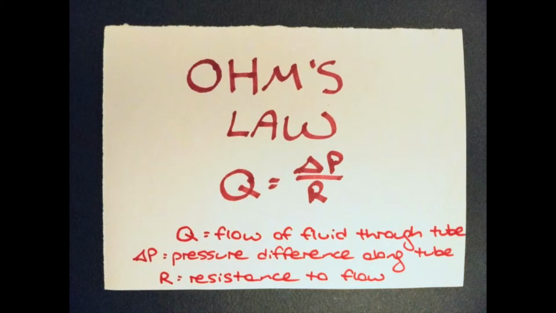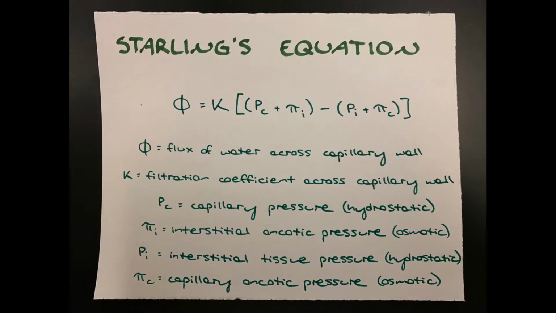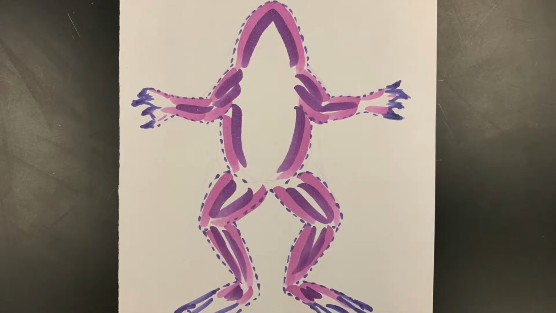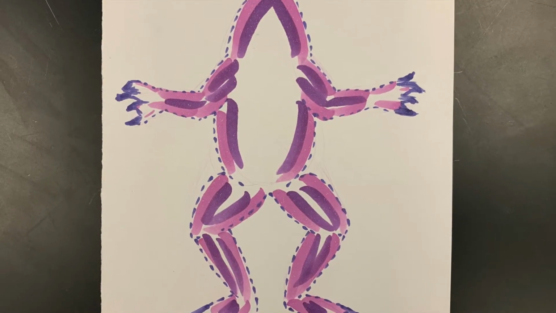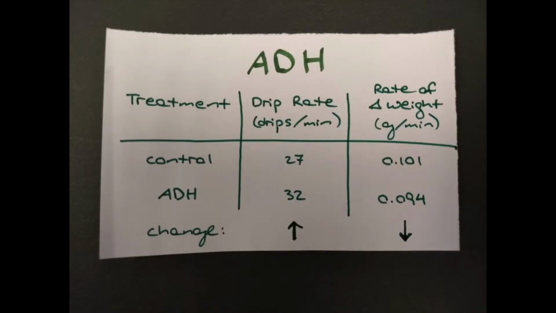Slower flow rate through the tissue decreases capillary hydrostatic pressure, which then exerts a weaker force on the capillary walls so that less fluid is pushed out to the interstitial tissues. Therefore, the frog gains weight at a slower rate, as reflected in the results.